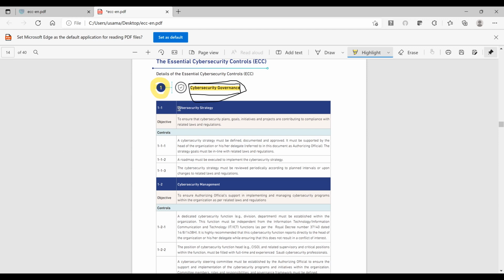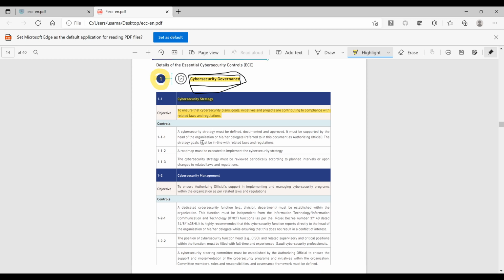What is the objective of this control? The objective of this control is to ensure that the cybersecurity plans and goals and initiatives and projects are contributing to compliance with related laws and regulations. We want to make sure that all the cybersecurity plans and projects comply with the related laws and regulations. It may be NCA regulations, it may be GDPR, it may be any other standard based on your organization's field, and so on.